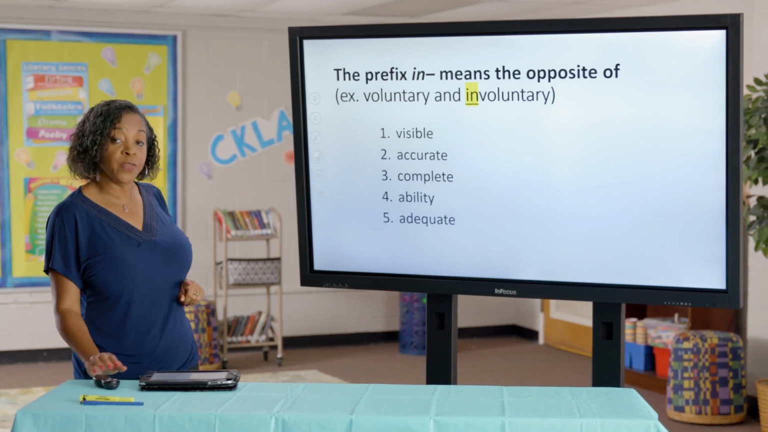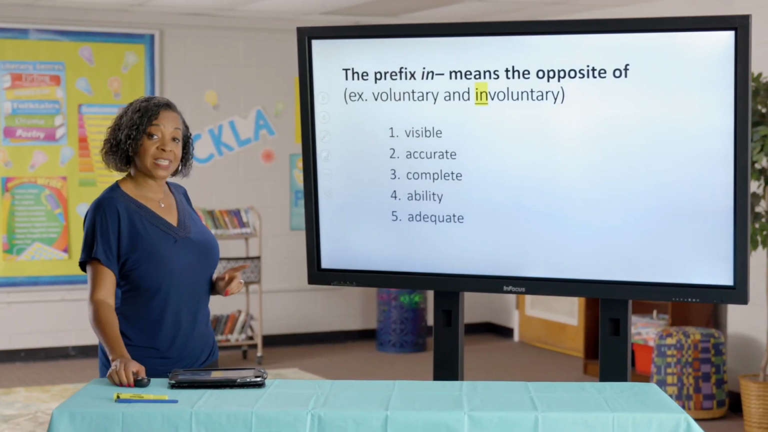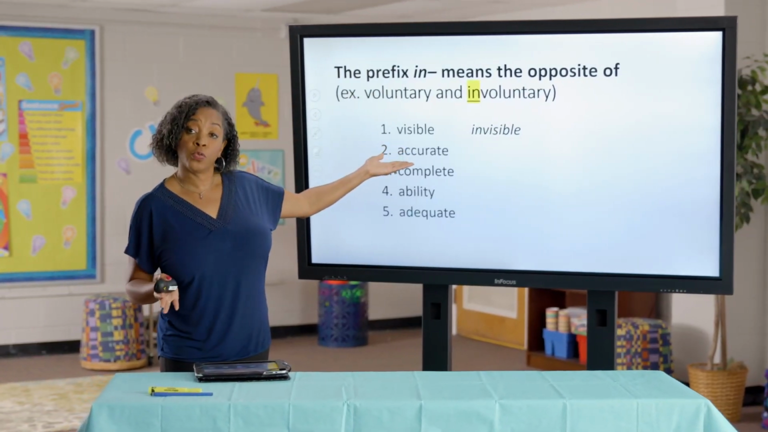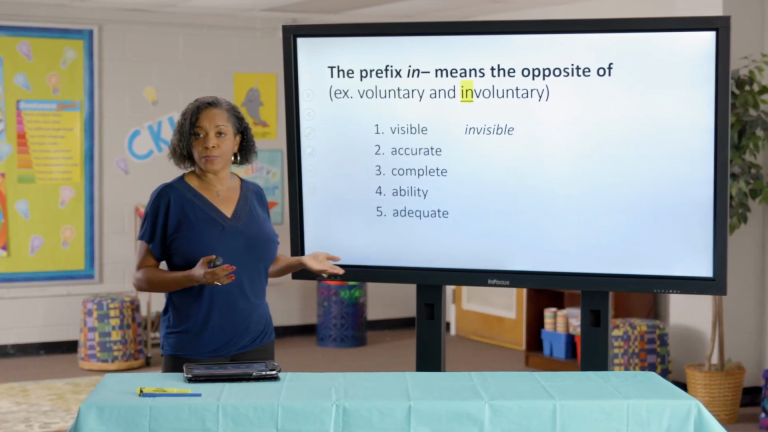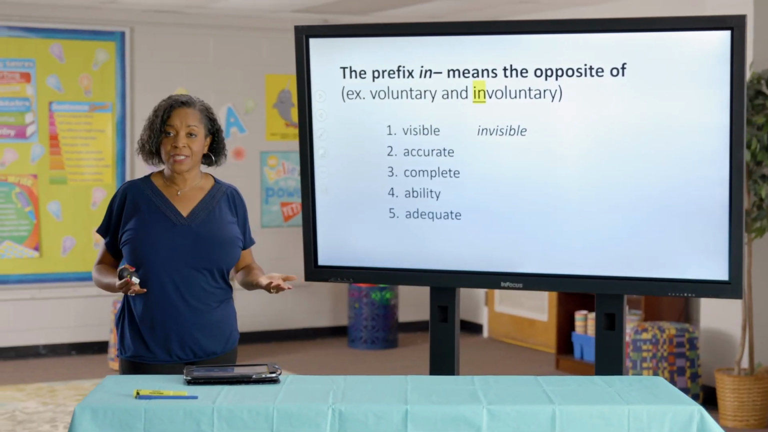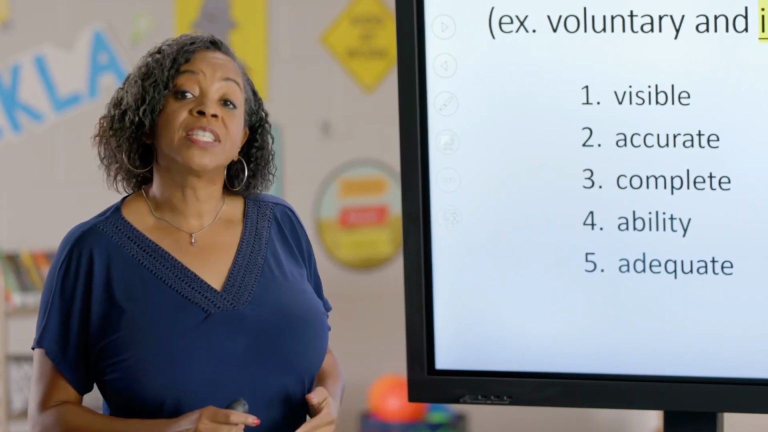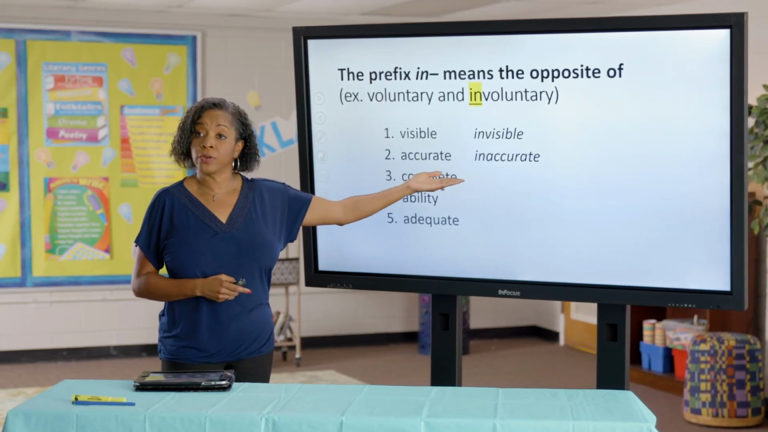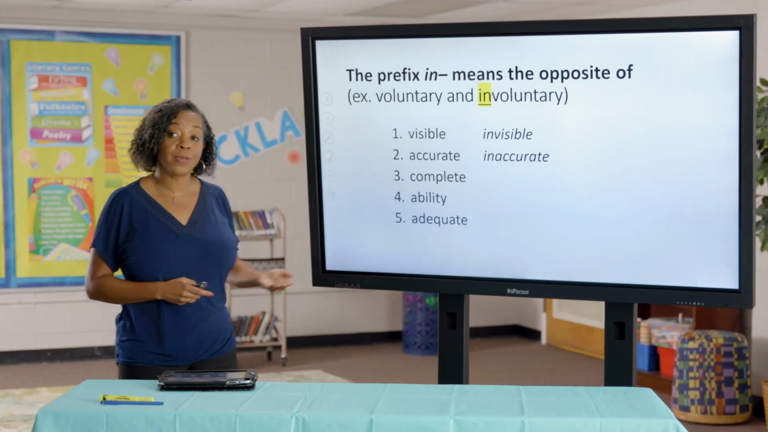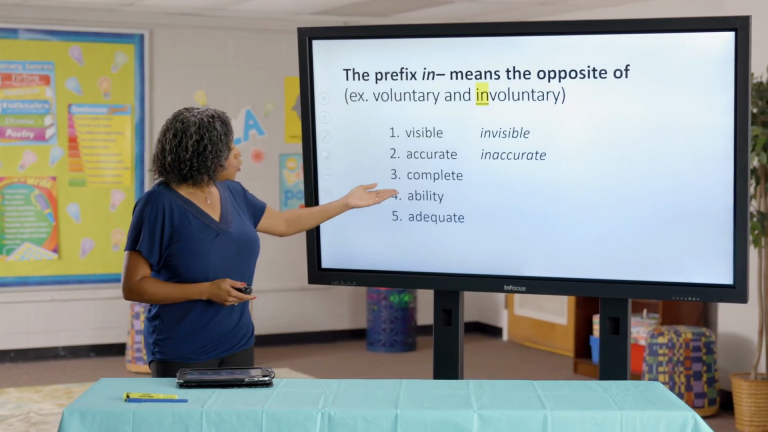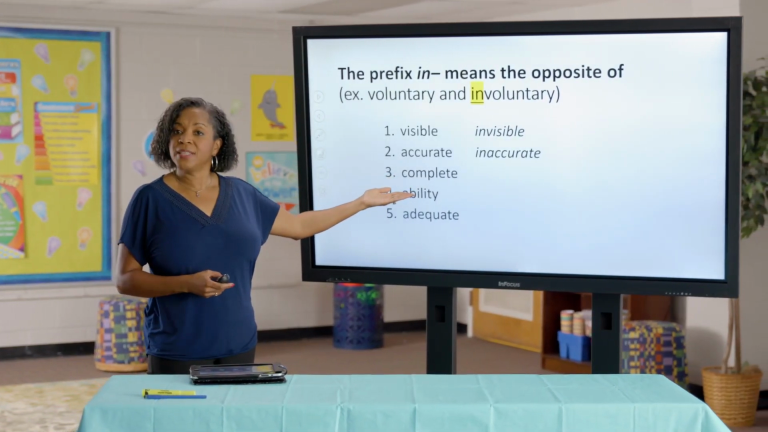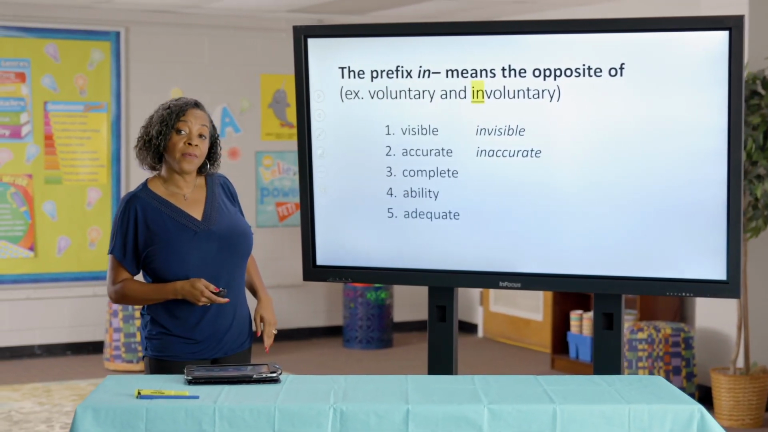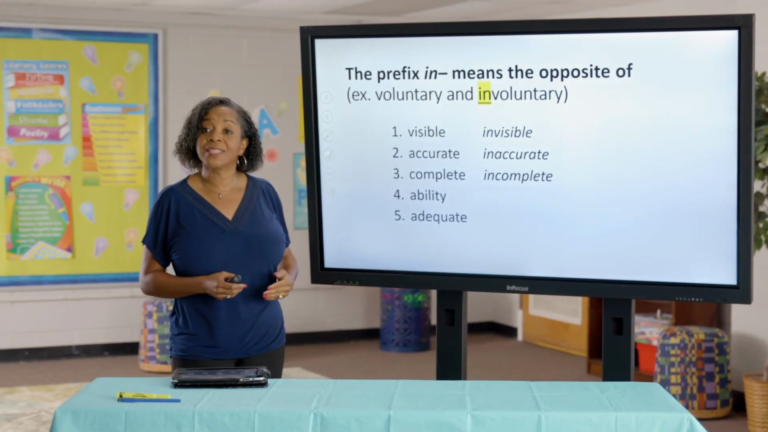So for example, we have the word visible, which means to be seen. So if we add in to visible, what is the new word? Yes, invisible, which means it can't be seen. Accurate. Accurate means something is correct. If we add in to accurate, what's our new word? Yes, inaccurate, which means it's not correct. We have complete. Complete means it's finished, it's done. And if we add in to complete, it is now incomplete, which means it's not finished.